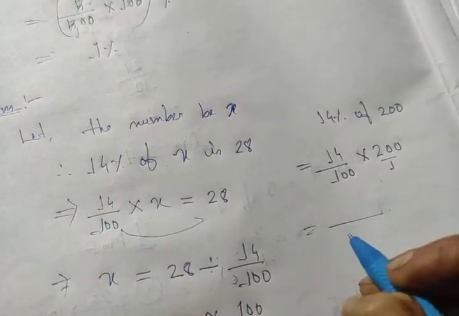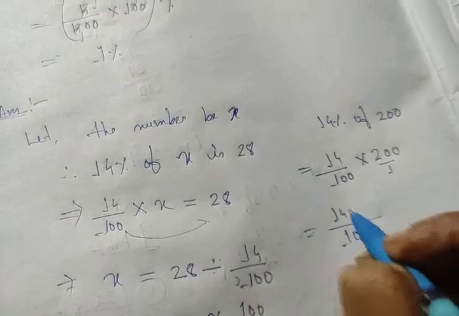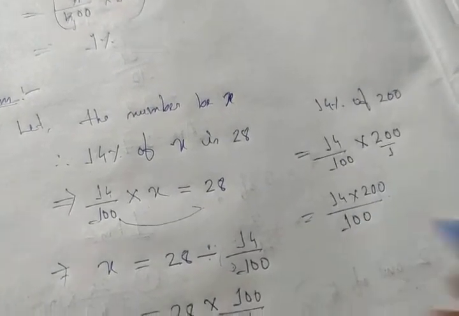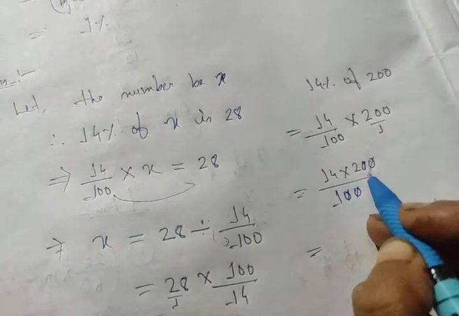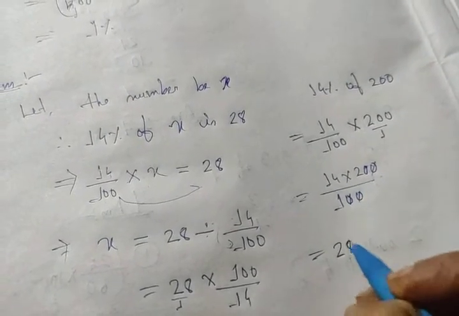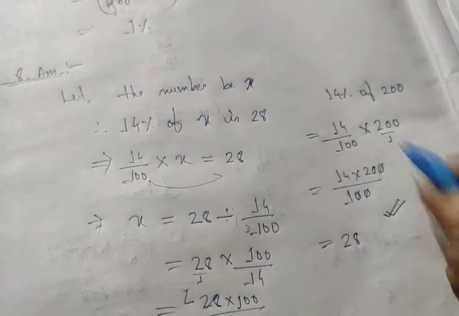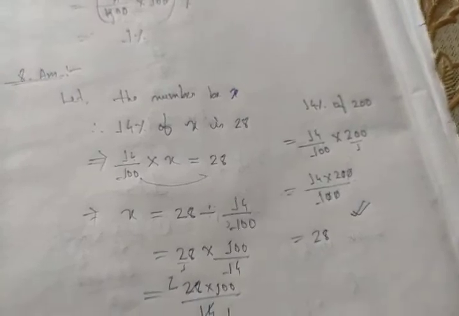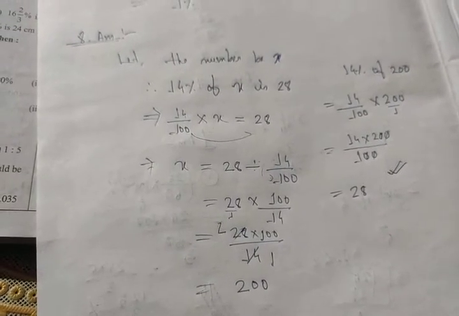So how can we express now? 100 into 1 is equal to 100 and 14 into 200. So how many zeros? 2 zeros cancel. So 14 twos are 28. See, we are getting the same answer. You need not do this in the exam, but I'm only explaining so that you can cross check your answer whether it is correct or wrong.